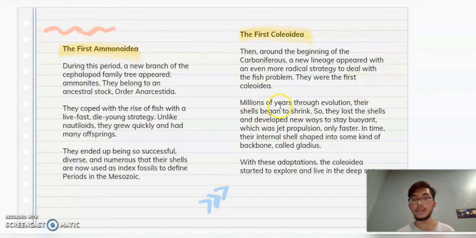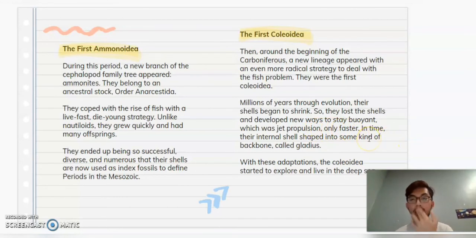Over billions of years of evolution, the shells of the Coleoidea began to shrink, so they lost the shells and developed new ways to stay buoyant, which was jet propulsion. Jet propulsion's function for them is to make them swim faster.